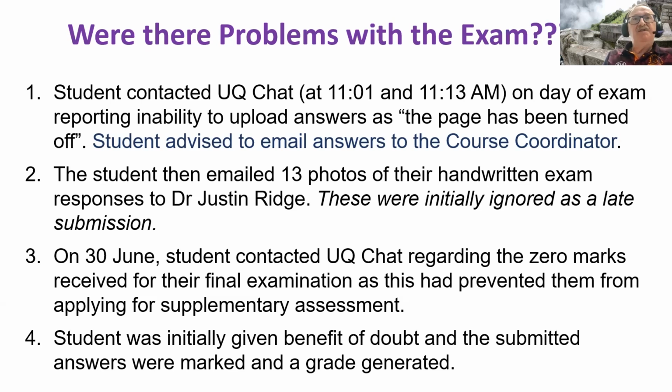Later on, at grade release, they contacted UQ Chat again and said, because they got 0 in the exam, they didn't get a high enough grade to apply for supplementary assessment, and what could be done about it. So this was passed through the standard system the school uses, and because at this stage there was no obvious misconduct, they were given the benefit of the doubt. The submitted answers were marked and a grade was generated. They still failed the exam, but they had failed it well enough to be able to do supplementary assessment. This is now where things started to take a darker turn.